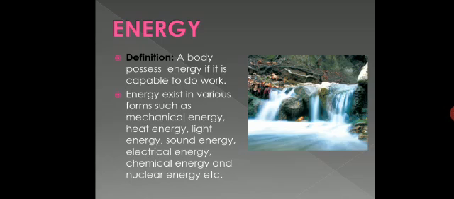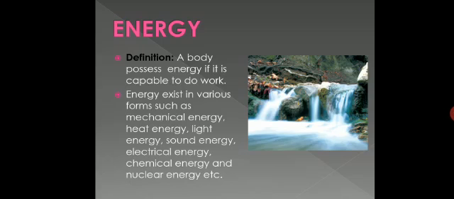Water running down the stream has the ability to do work, so it possesses energy. The energy of running water can be used to run water mills or water turbines. Energy exists in various forms, such as mechanical energy, heat energy, light energy, sound energy, electrical energy, chemical energy, and nuclear energy. How can we get this energy?